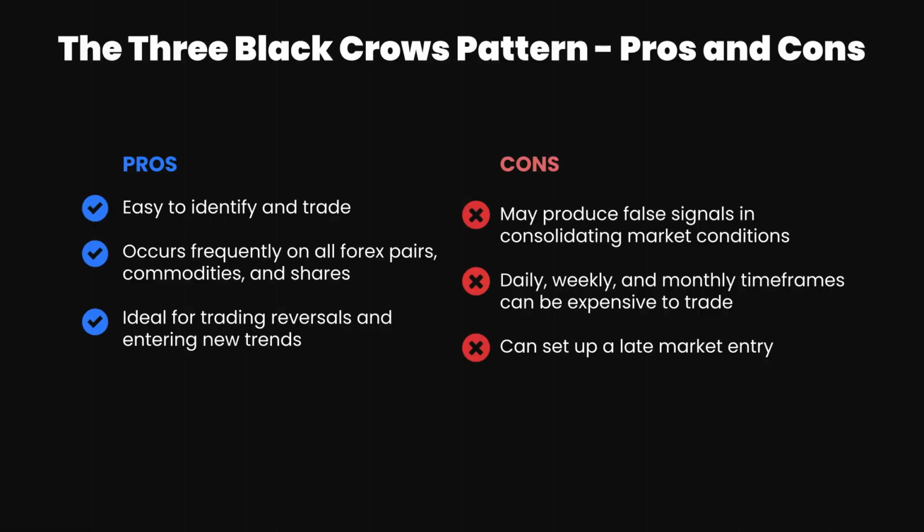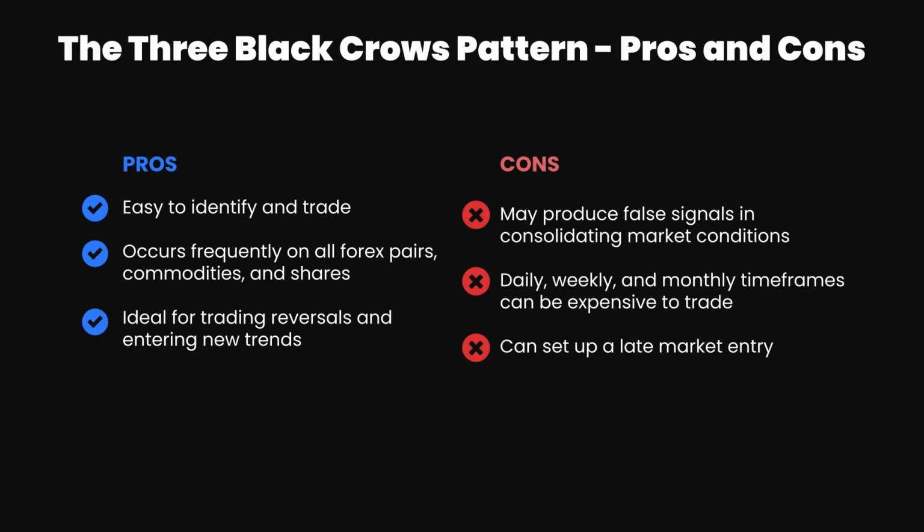Okay, let's take a look at a few of the key pros and cons for the three black crows pattern. On the pros side of the ledger, the three black crows are easy to identify and trade, so they're very easy to spot in the live market. Also, the pattern occurs frequently on all Forex pairs, commodities, and shares, so no matter what market or time frame, you should be able to find a three black crows pattern to trade. And lastly, the pattern is ideal for trading reversals and entering new trends, so it gives us fantastic trade location on brand new trends.